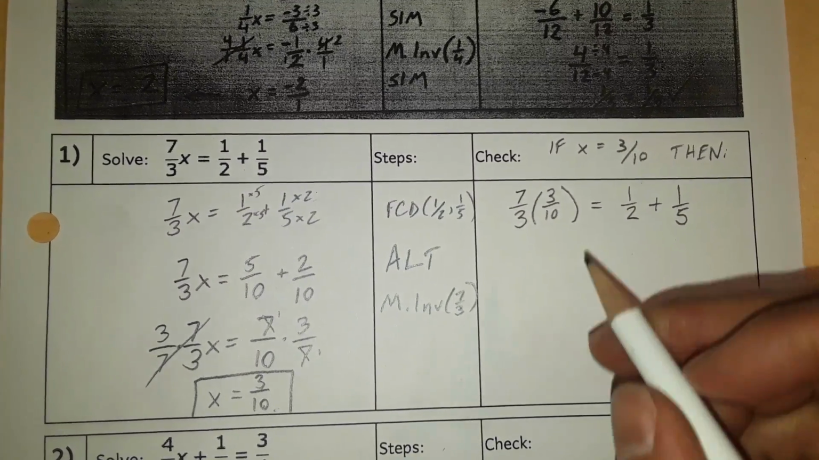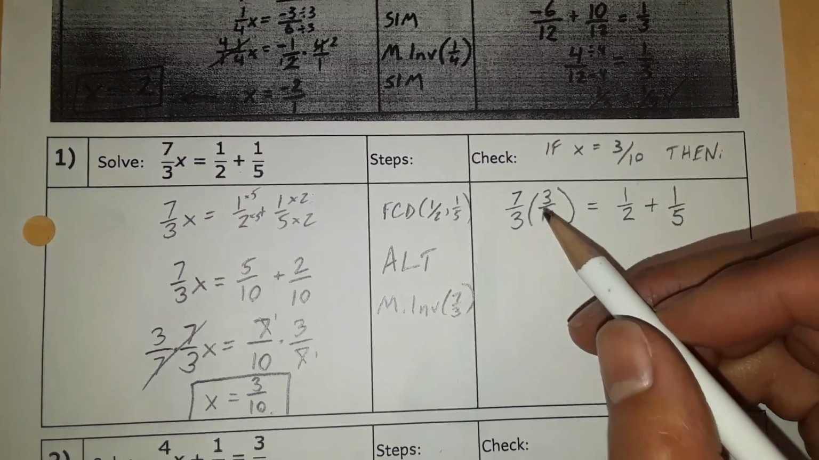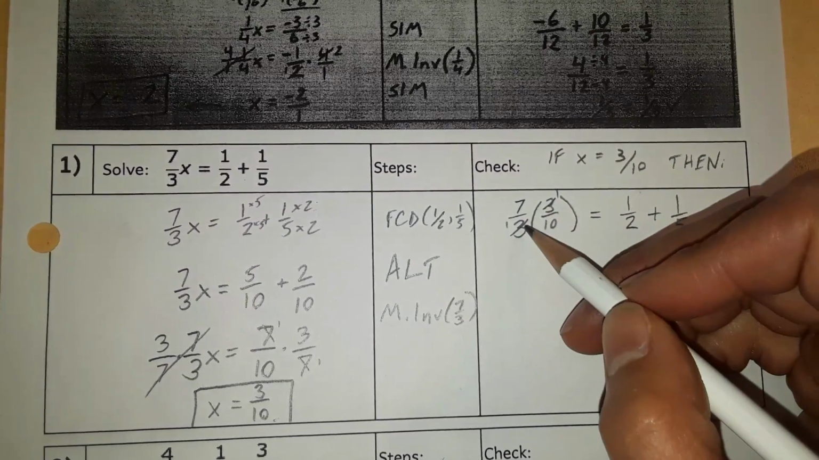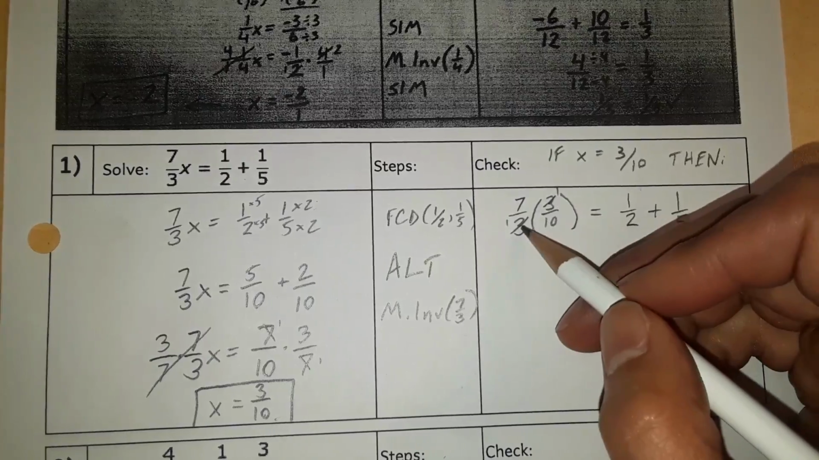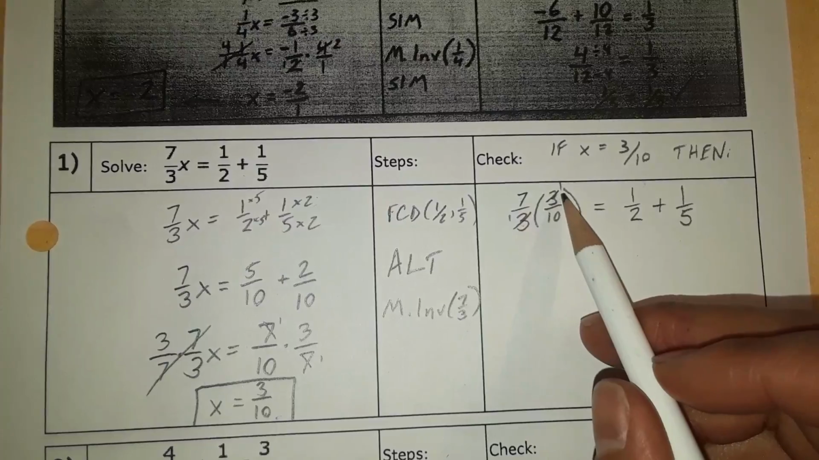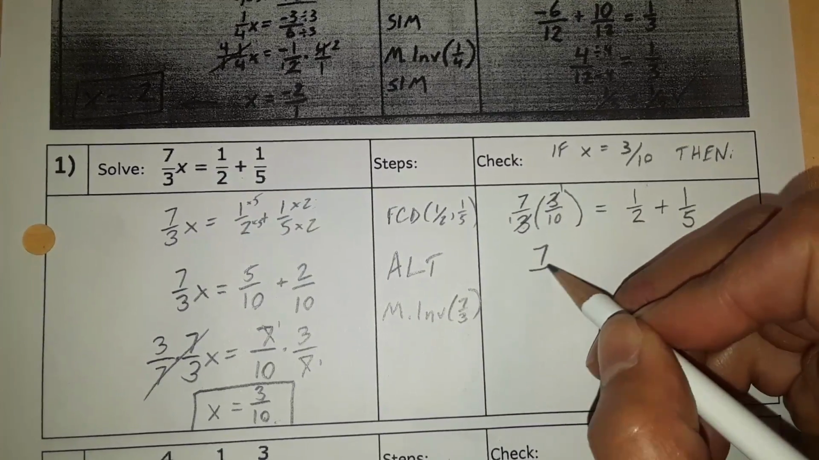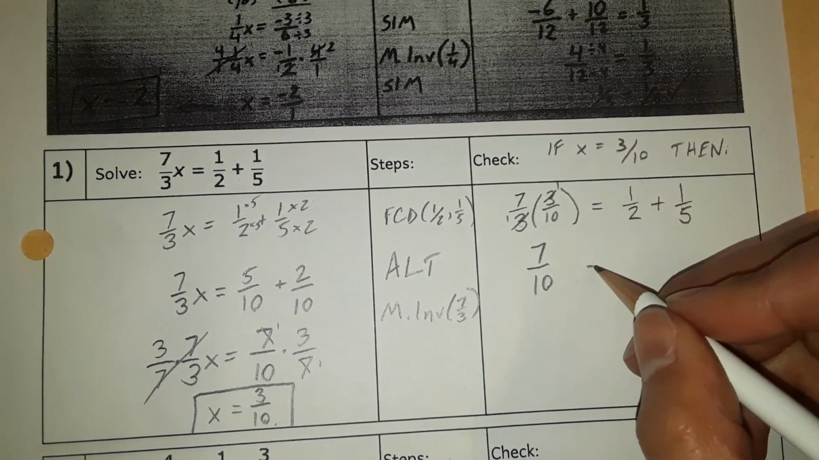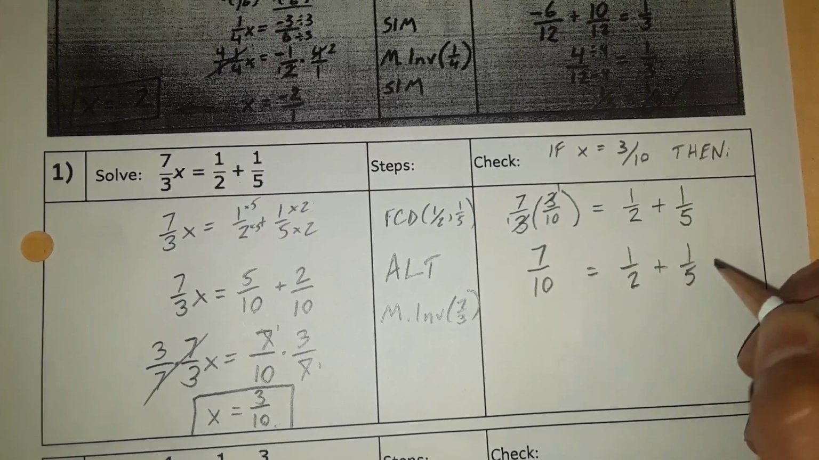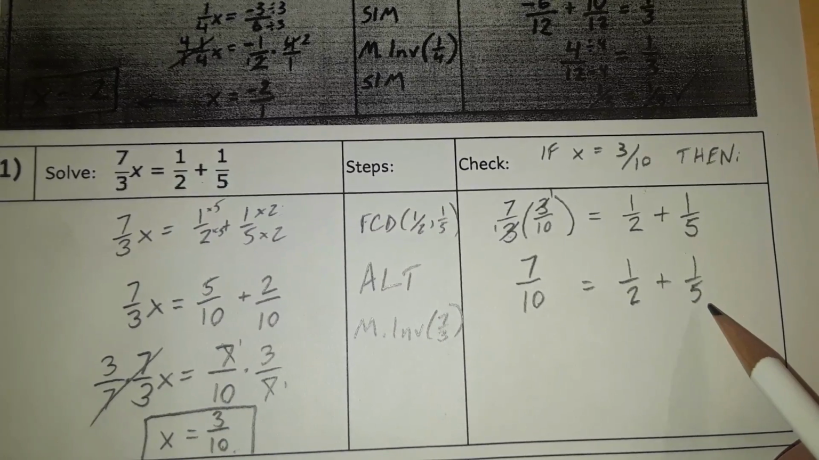And what we're going to do over here, we can see we can do some cross cancellation. We can recognize the fact that 3 goes into 3 one time. We can replace both of these with a 1 because they have a common factor there of 3. So now we have 7 times 1 over 1 times 10. That becomes 7 over 10 equals 1/2 plus 1/5. And now we just need a common denominator in order to add these two fractions.